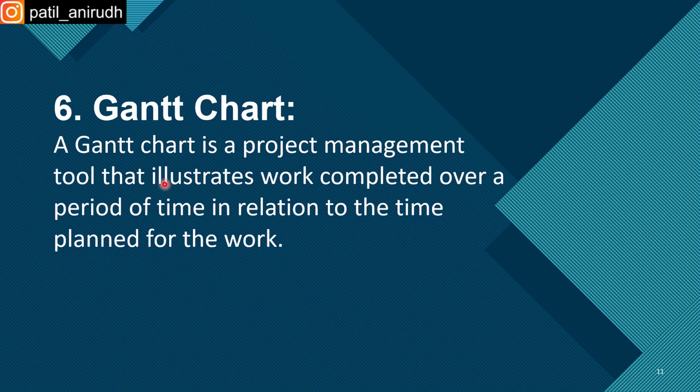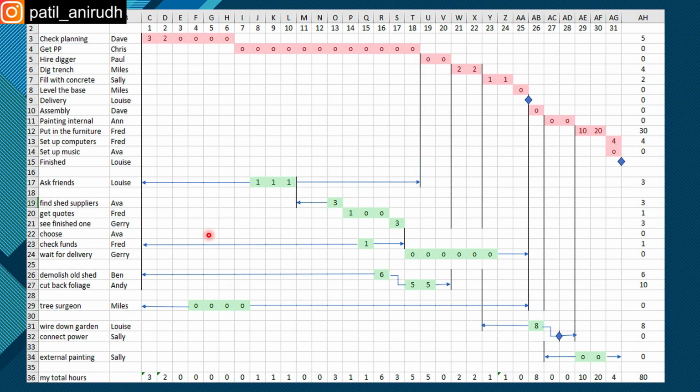Next is the Gantt chart. So basically this chart is a project management tool that illustrates work completed over a period of time in relation to the time plan for the work, okay. So basically it gives a presentation of how much of the project you have completed and what the progress is, okay. So this is basically the representation of a simple basic Gantt chart. You can use Excel. There are other tools also to build a Gantt chart, okay. Excel is the simplest way you can do it, okay.